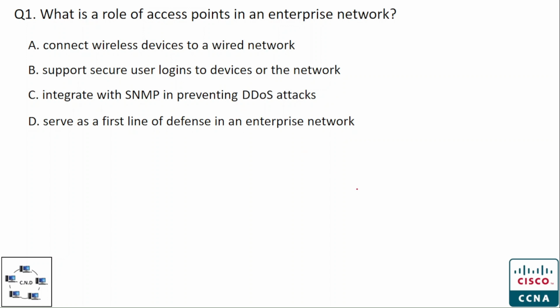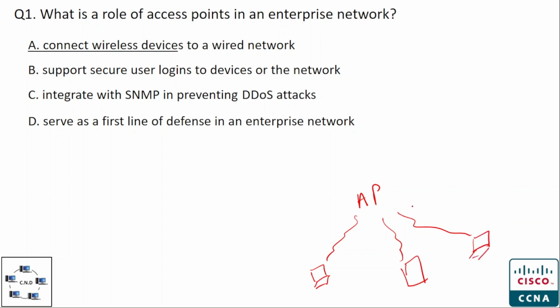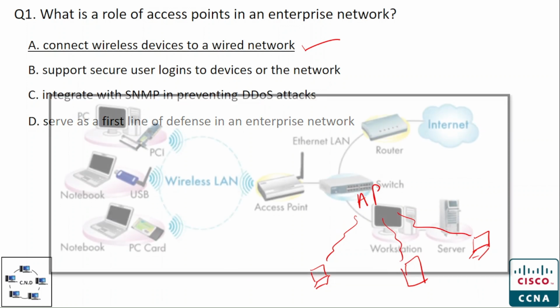So we are talking about the access point role in a wireless network. Let's suppose this is an access point and we have different wireless clients, let's suppose laptops and smartphones, that are connected to this access point. So what is the role of this access point? And the correct option is that the access point connects wireless devices to a wired network. So this is the basic role.